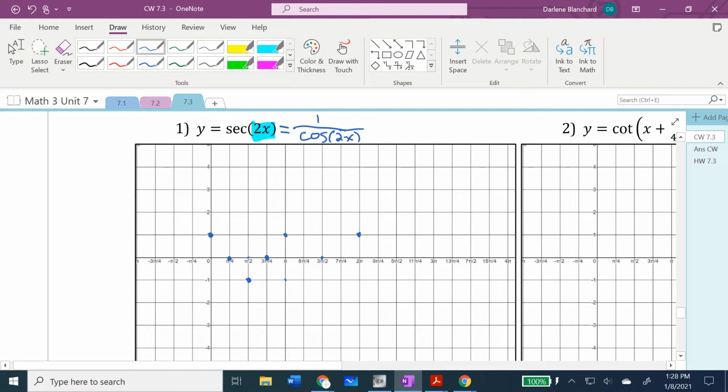So if I graph cosine 2x, and let's go ahead and draw 2 cycles of that, I can actually graph my secant graph off of that. Everywhere that it has an x-intercept, I have a vertical asymptote.